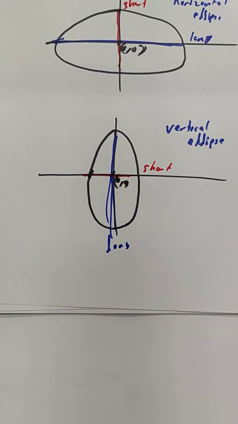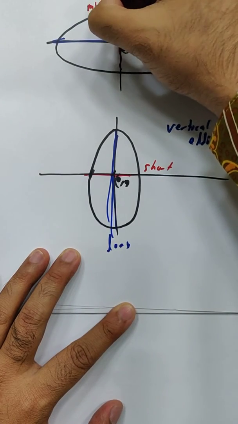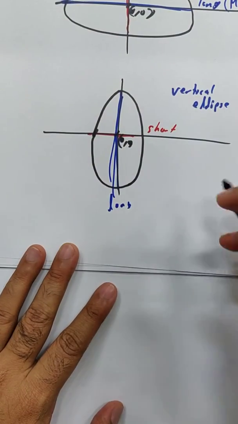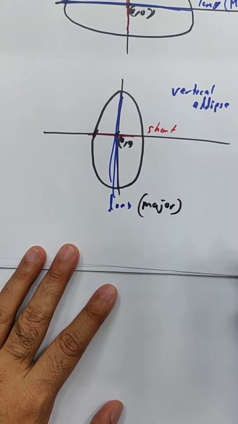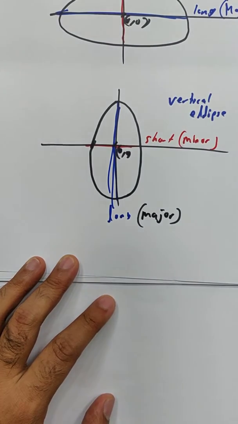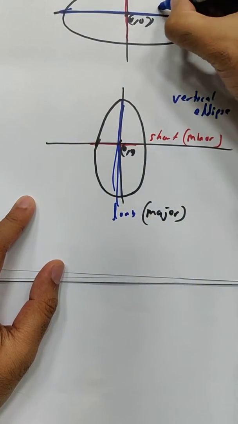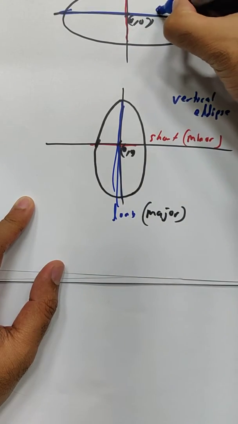There's another word for the long and short, which is what we call major and minor. Okay? So down here we call the major, and over here we call the minor. If I were to say more, I'll say this is your A, this is your B. Imagine this is an A, not a 9.